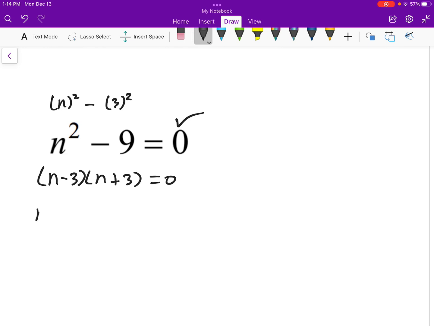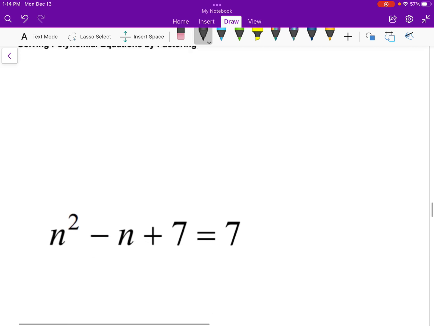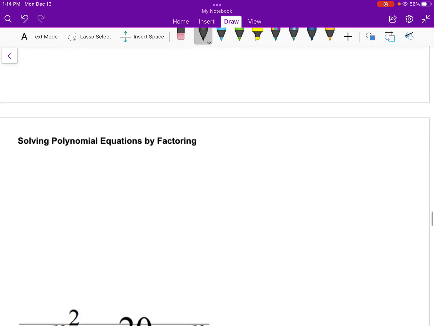Okay, set them both equal to 0. n minus 3 equals 0. That's my first factor. My second factor is n plus 3. So n equals 3, and n equals negative 3. So negative 3 and positive 3 are my two answers. Let's get to one where it's not already in standard form.